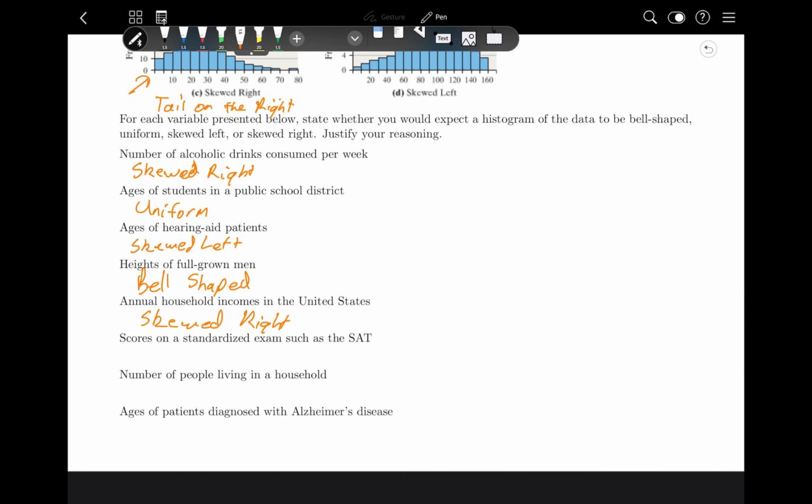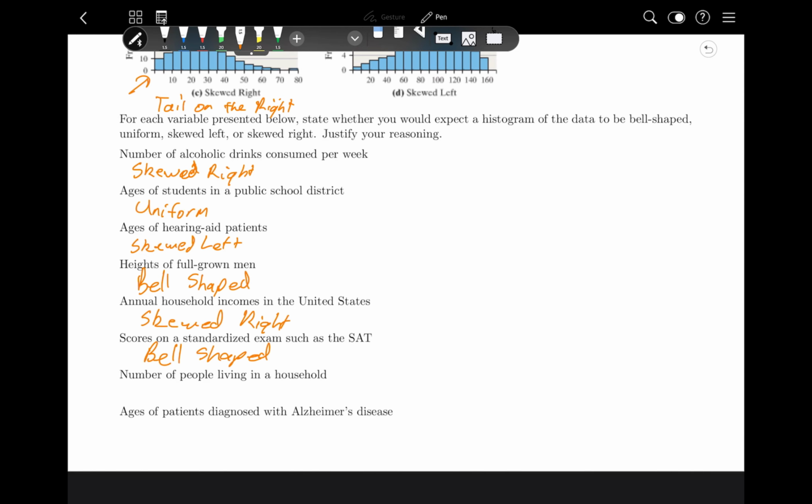Scores on a standardized exam such as the SAT, I expect that to be bell-shaped. In fact, this is what is called normal, which we'll look at later on in this course, which makes a bell-shaped graph. Most people fall in the middle of the scores, but then there are scores on either side.